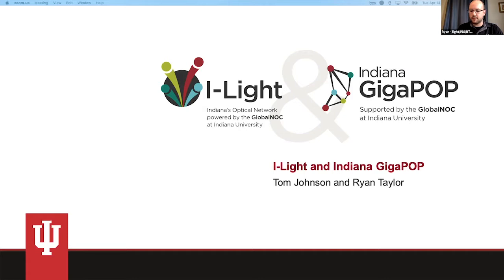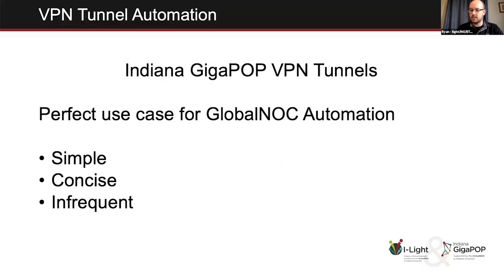We're covering 3 different uses for the GlobalNOC automation tool. And Tom was going to start with the prefix list. Let me jump to VPN tunnels and we'll just go through mine.